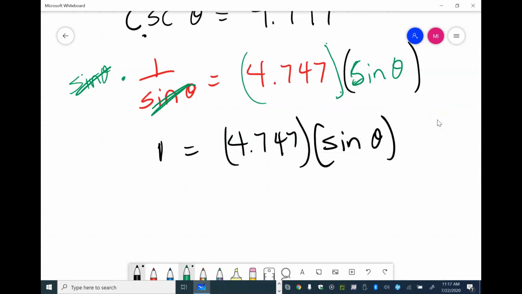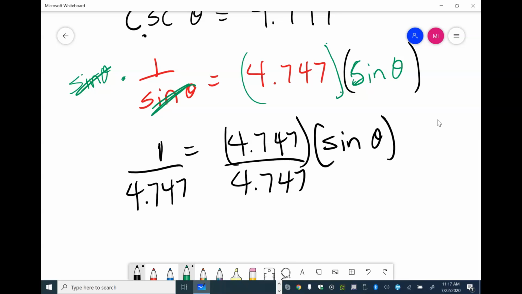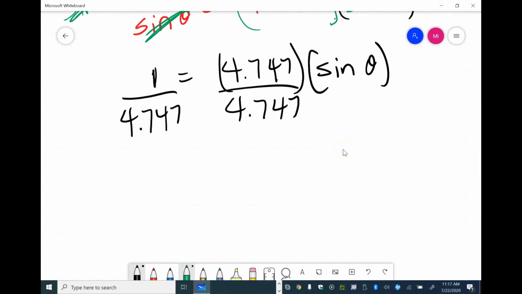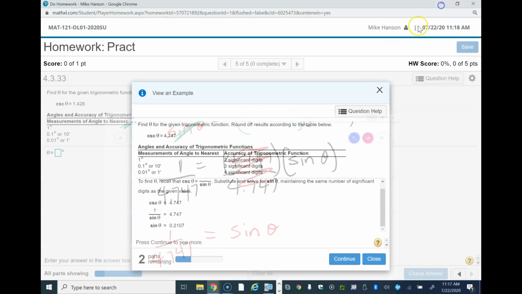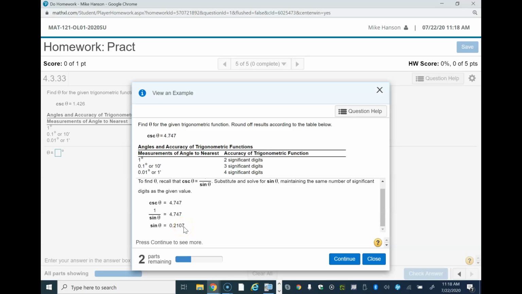So now I'm going to get sine by itself. I'm going to divide both sides by 4.747. That way, this part here cancels out. So what's left over here is 1 over 4.747 equal to sine theta. You can leave it as a fraction, or you can go ahead and put this in your calculator. Once you put that in your calculator, you get 0.2107. You can put it in now if you want to, just to verify for yourself.